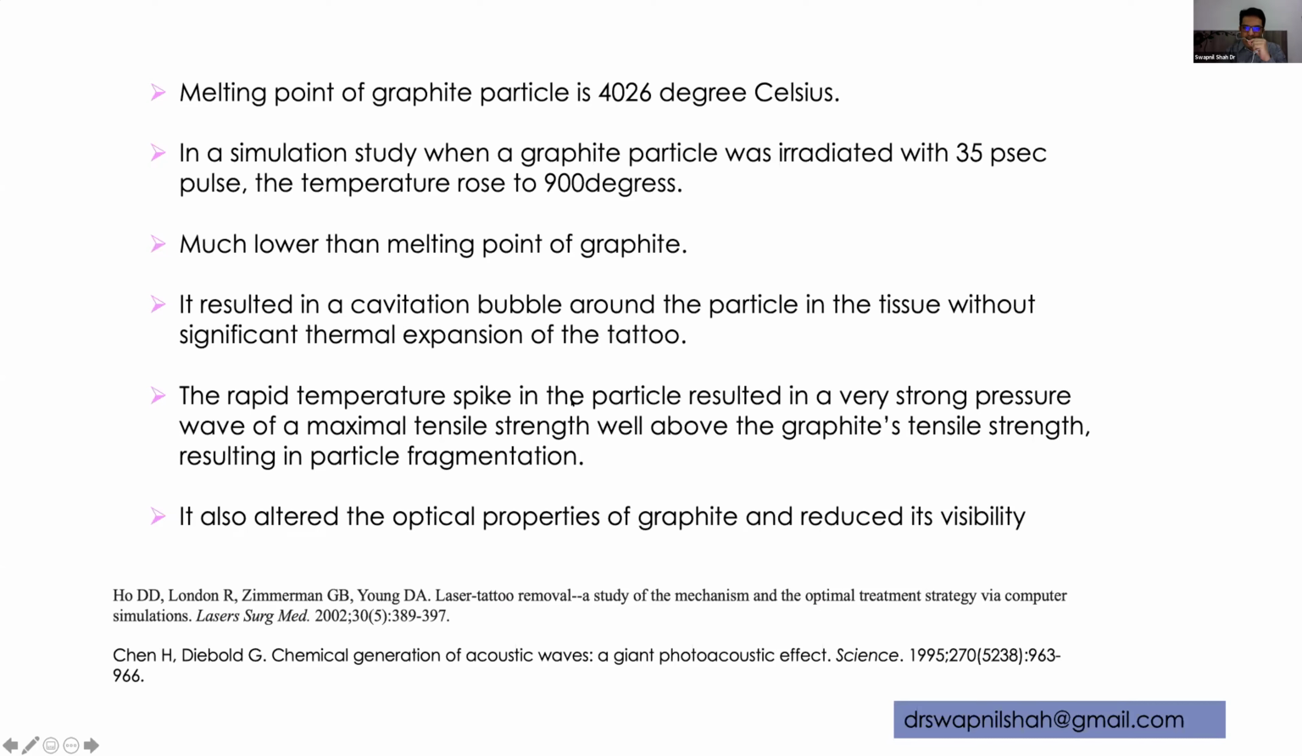This rapid temperature spike in the particle resulted in a strong pressure wave, as I was discussing earlier, which is more than the tensile strength of the tattoo particle. And because of that, the tattoos get fragmented, or the graphite gets fragmented. More important, it also altered the optical properties of the tattoo, which is not an effect of nanosecond laser. It resulted in the immediate reduced visibility of these tattoos, and that is why you get a faster clearance with tattoo combined with small fragments and reduced visibility of the tattoos.